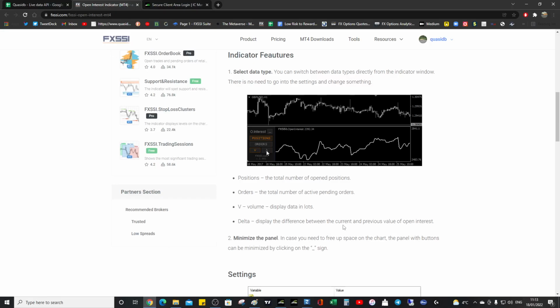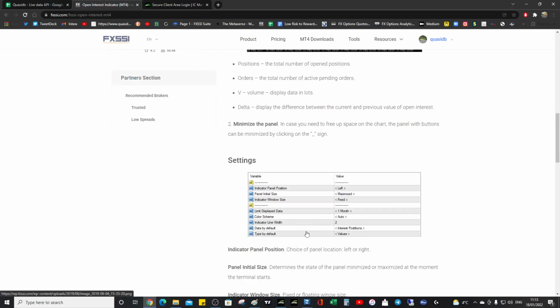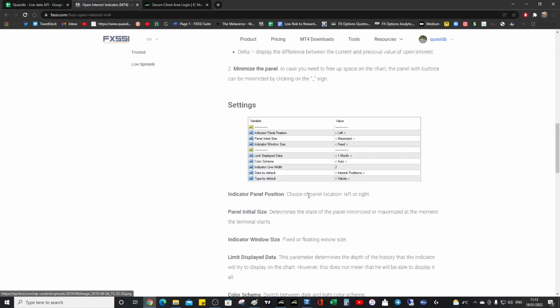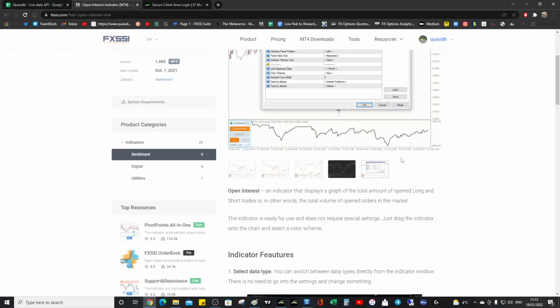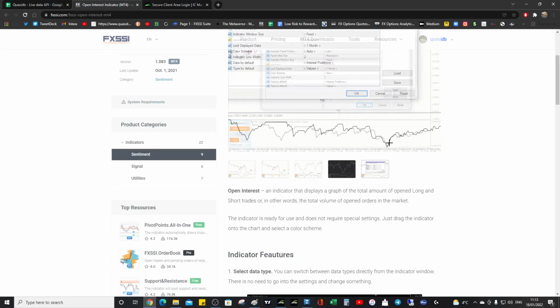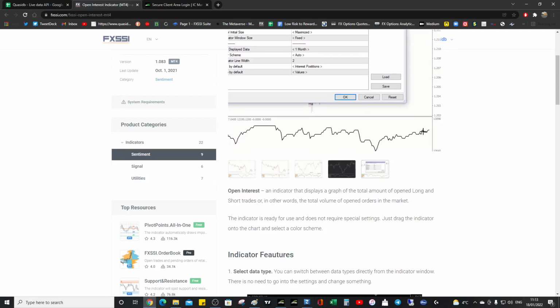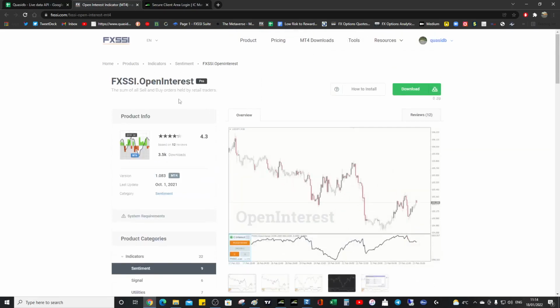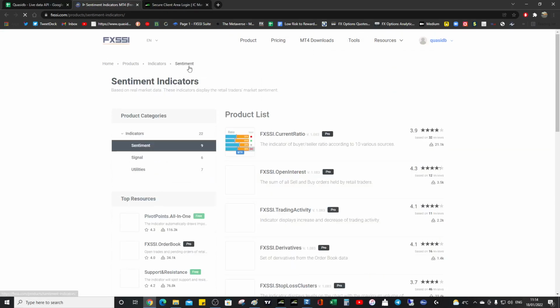It's the difference between the current and previous value of open interest, so it gives us quite a good overview of the volumes over time. So just keep the default settings. It's quite useful. When you see lots of dumb money coming into the market, you can expect a reaction of that, basically. Let's go back.